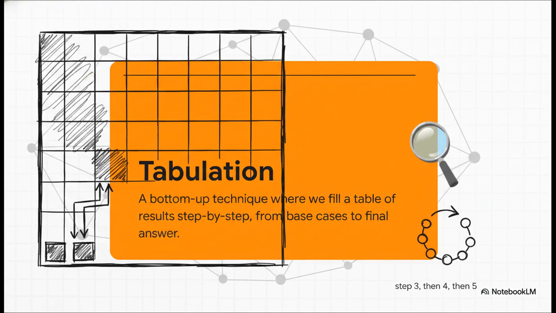Tabulation, on the other hand, just flips the whole thing on its head. It works from the bottom up. Instead of starting at the top and breaking it down, we start at the bottom with the easy stuff. We make a little table. We know the answer for step 1, right? And step 2, we fill those in. Then we just loop, using those answers to build the answer for step 3, then use that to get step 4, and so on, building our way up one step at a time until we get to the top.